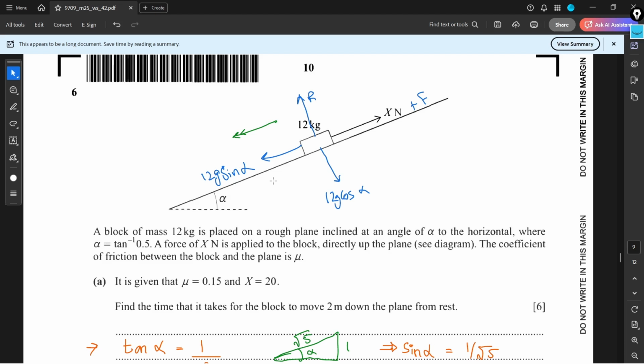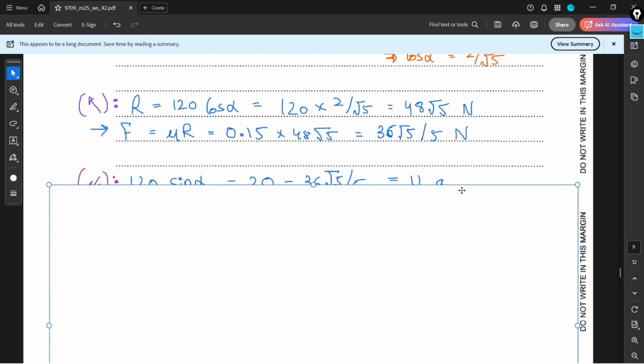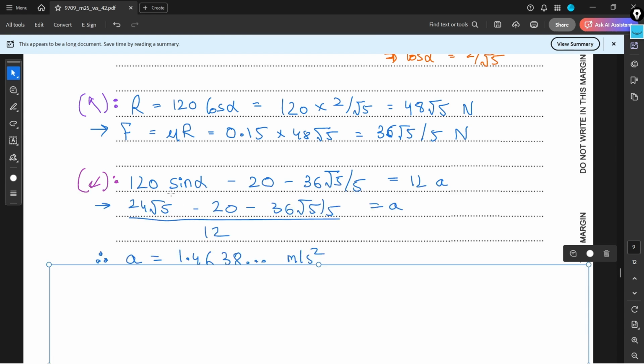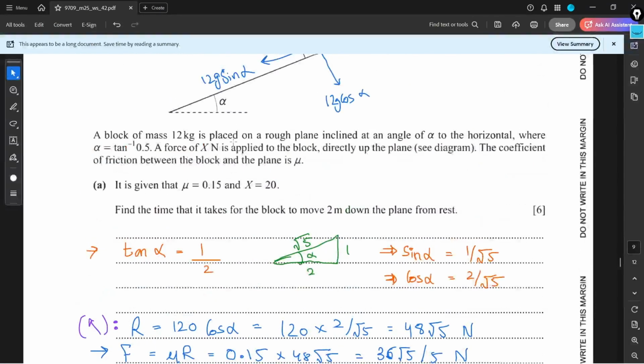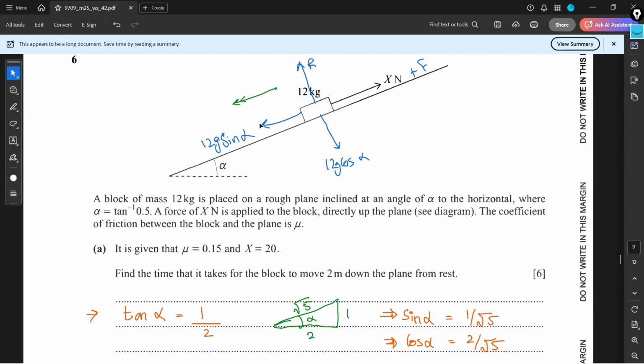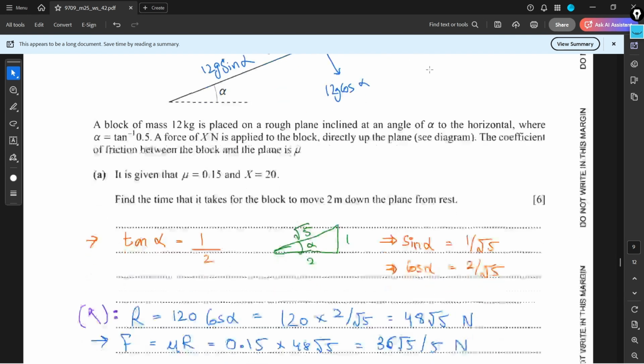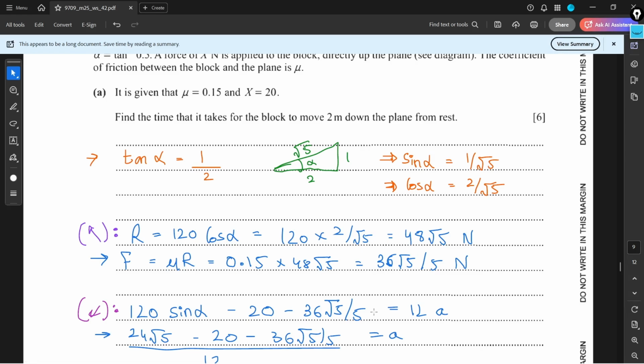I can use F net is equal to ma to find the acceleration the instant the block is going to move in the downward direction. Once I have the value of the acceleration, I can use the SUVAT equations to find the time it takes for this block to move 2 units in the downward direction. Over here, to find the acceleration, I'm going to have my F net written. Because my block is traveling in the downward direction where the acceleration is positive, 120 sine alpha is the positive force and x plus f is the negative force. And therefore the F net is going to become 120 sine alpha minus x minus f, and that is what I've written over here, which is equal to ma.